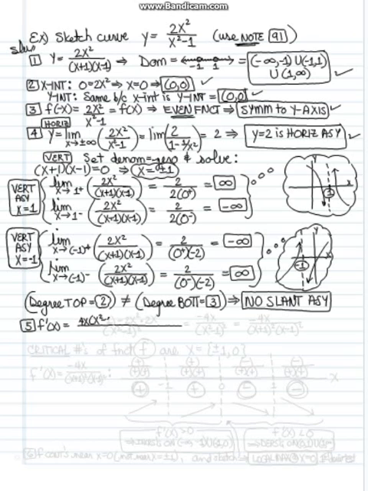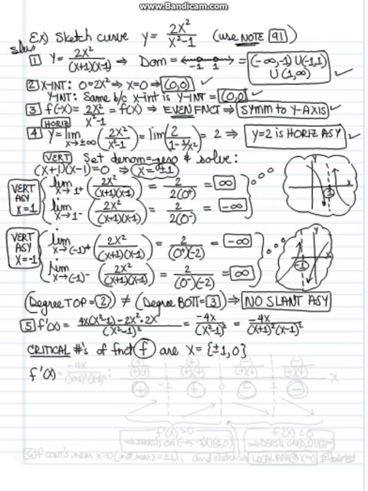For f prime of x, we'll have to use the quotient rule: the bottom times the derivative of the top, minus the top times the derivative of the bottom, over the bottom squared. We simplify that and get negative 4x over (x squared minus 1) squared. Then we can factor the denominator as (x plus 1) squared times (x minus 1) squared. The critical numbers of the function f are going to be the zeros of the denominator, plus or minus 1, and the zero of the numerator, which is 0.